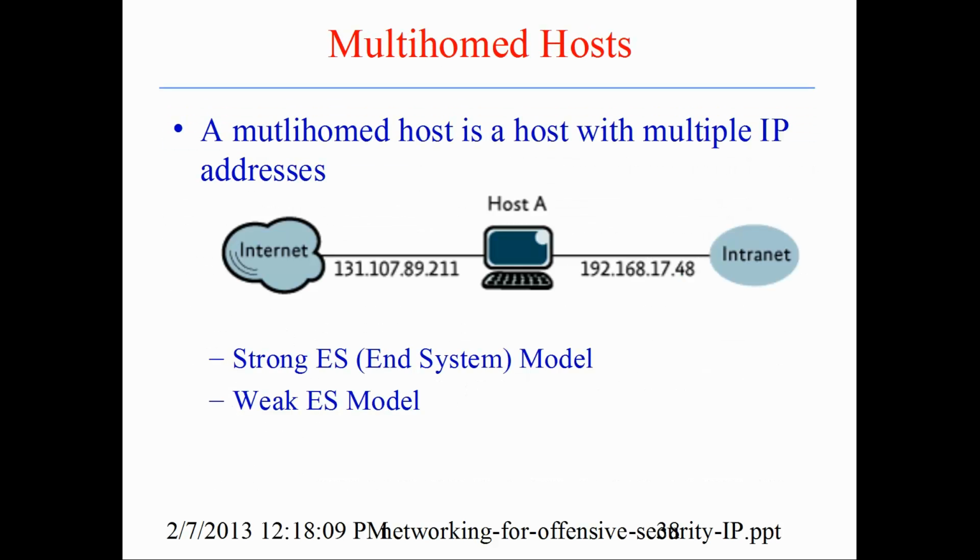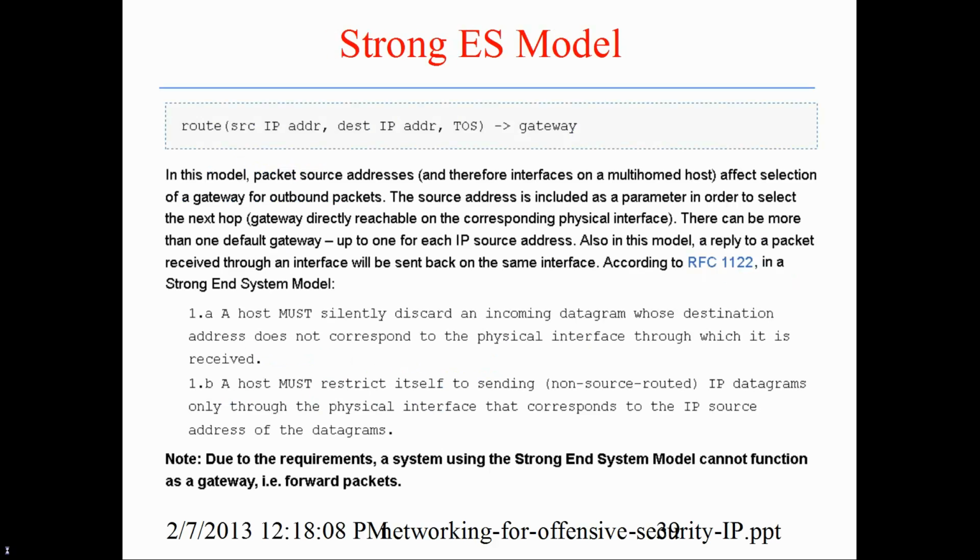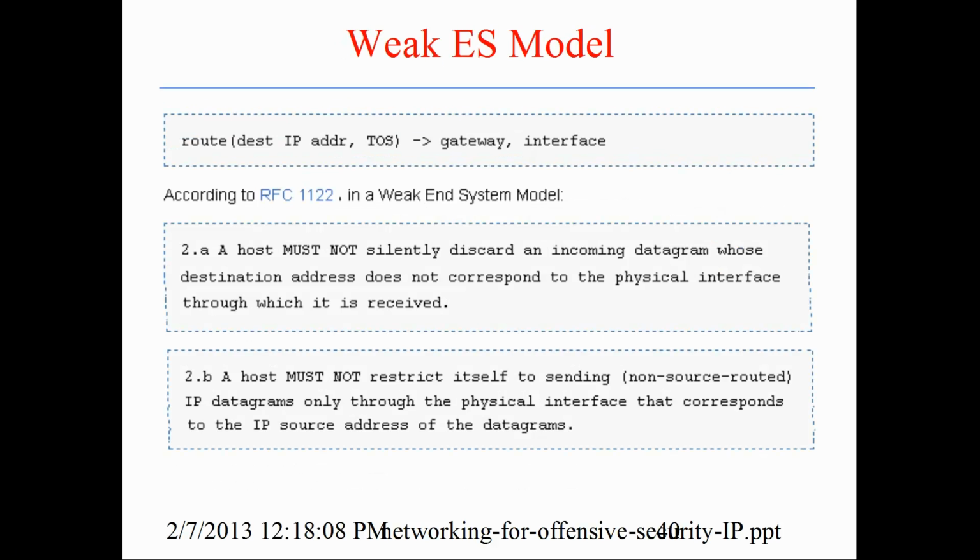if I get a packet from, say, on the left is interface 1, on the left is interface 2, if I get a packet from interface 1 on the left, but it specifies the IP address 192.168.17.48, the strong end system model dictates that I should drop that packet because it didn't get both the source IP that I have for that interface and that interface correct. However, the weak end system model specifies that if I see a packet that has one of my IP addresses correct, I should accept it, and I must not silently discard it.